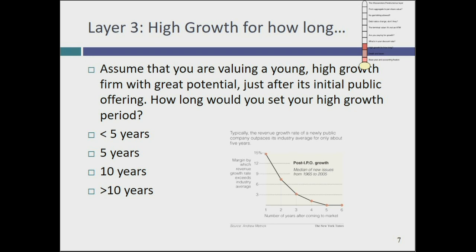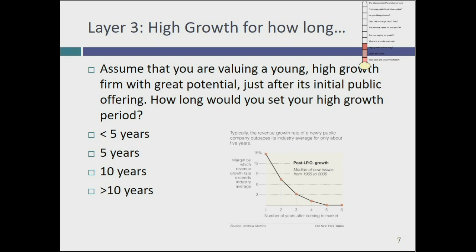This is actually from that IPO study that looked at how long revenue growth lasted at a typical high growth firm that goes public. The study found that 1 year after the IPO, the growth rate was 15% higher. 2 years later, it was 7% higher. 3 years later, it was 3% higher. By the fifth year, that growth rate had converged. The typical growth firm doesn't grow for very long, 3 to 5 years.